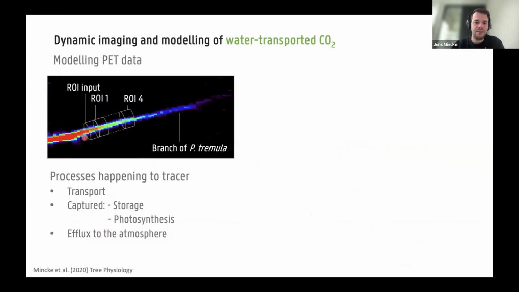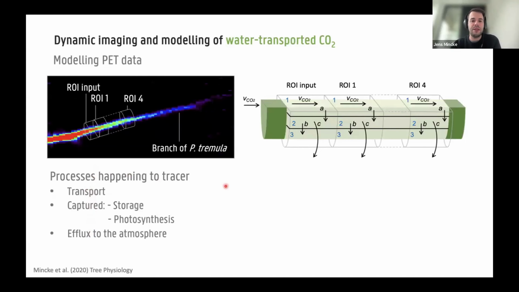So we have the system here, and we know which processes are taking place. So we can actually define a compartmental model describing what is happening. So you have transport. Carbon dioxide should be transported in each of these cylindrical units. A part can be captured, so a fraction A can be stored as carbon dioxide. And from this compartment, it can either be photosynthesized, so converted to sugars, or a part can leave the system, so leave the branch. And this is part C.